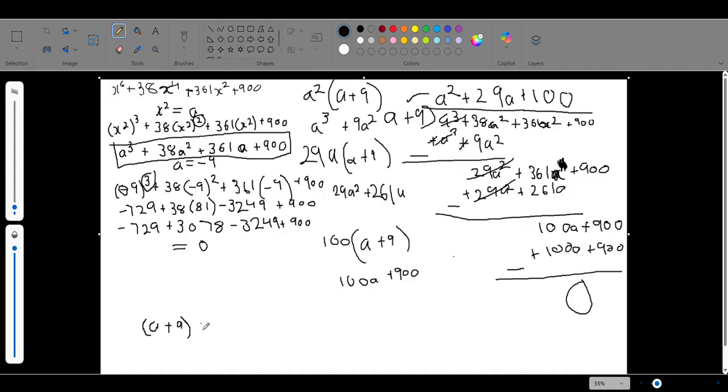A plus 9 times a squared plus 29a plus 100. This is the fully factored form. It's fully factored because if you want, you could check: this times this would give you the original equation.